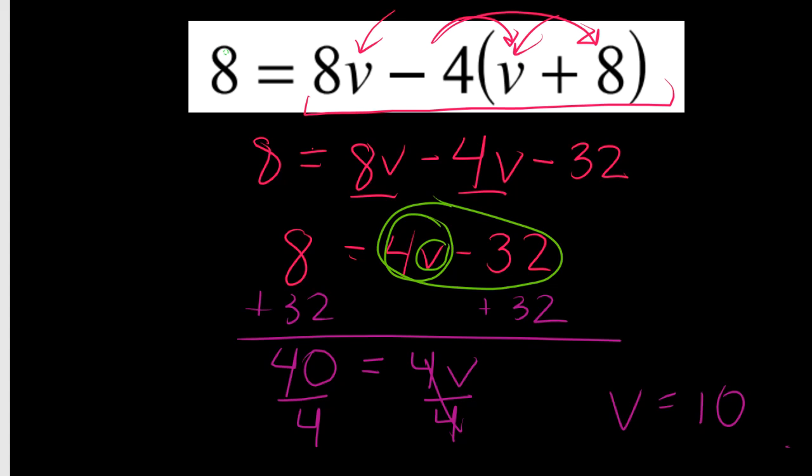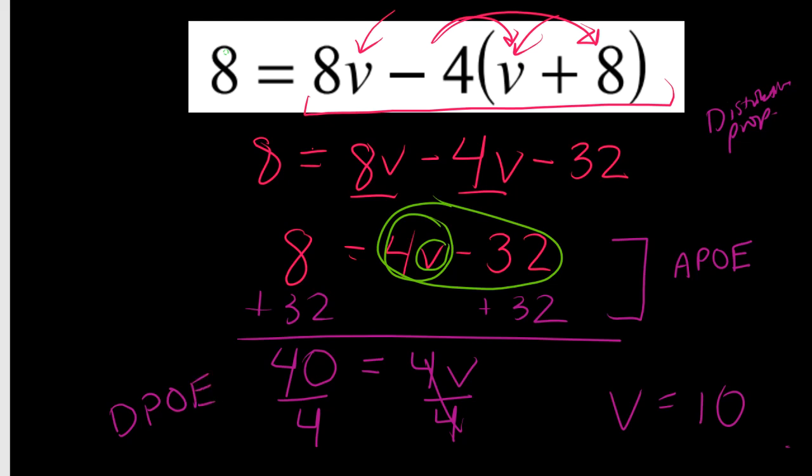If we go back and look at what properties we used to solve this equation, at the beginning we had the distributive property. Then we moved over here and we had some combining of like terms, which we often associate with a commutative property. Then a little further down, we had the APO, addition property of equality, and we finished with the DPO, the division property of equality. Awesome.